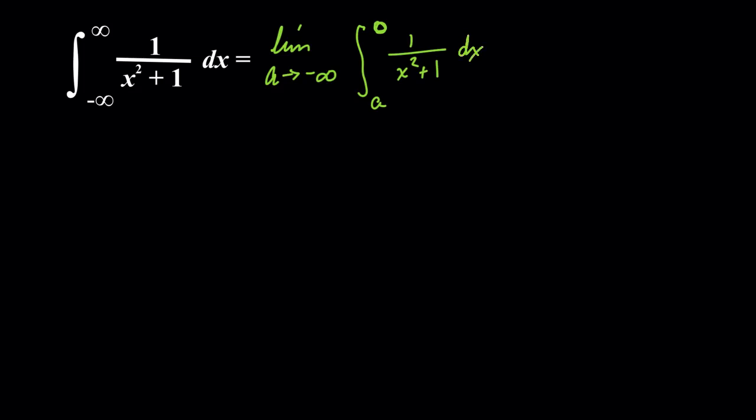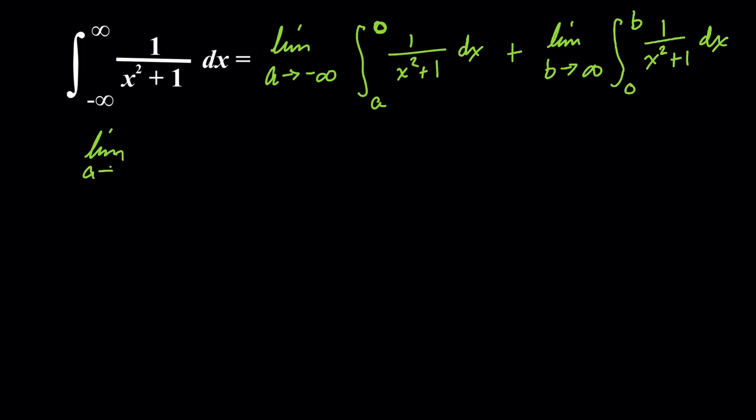And so now we add the limit, and I'm going to use b approaches positive infinity from that same constant, 0, going to b of 1 over x squared plus 1. All right, so now we need to find the antiderivatives and evaluate them. So that's going to give us the limit as a approaches negative infinity.